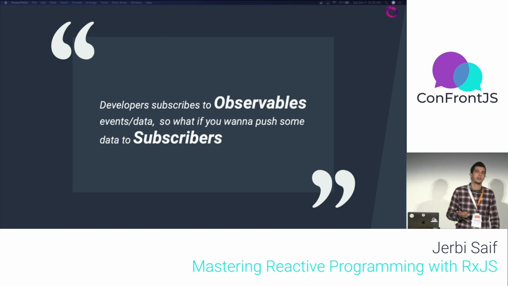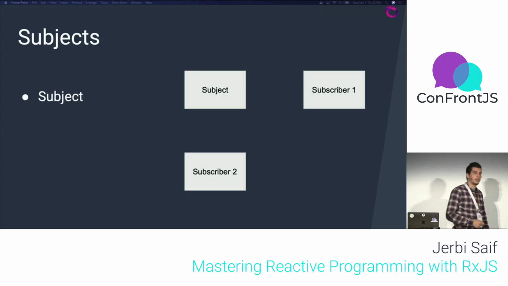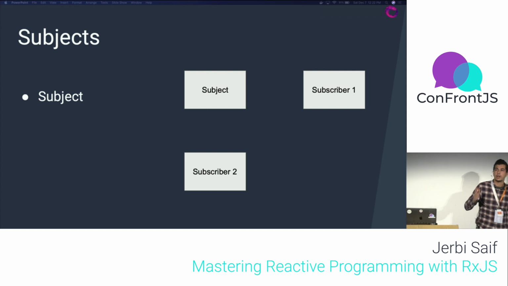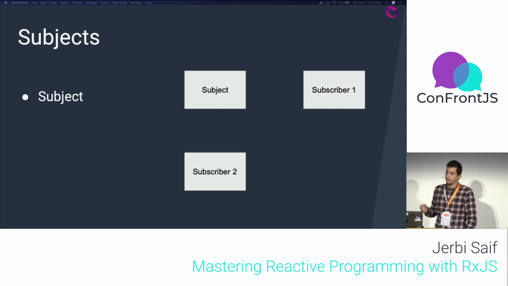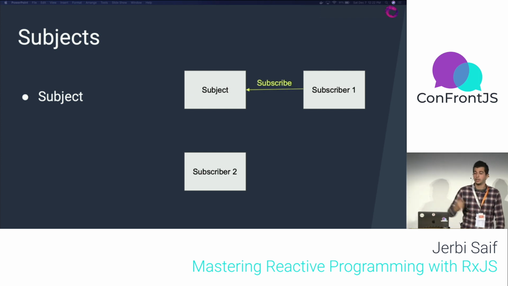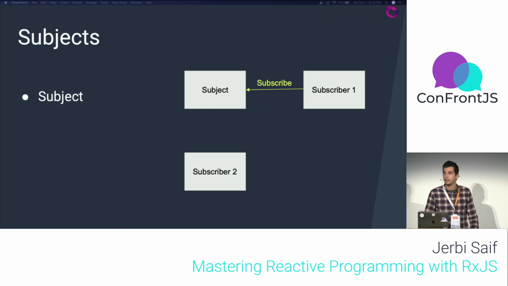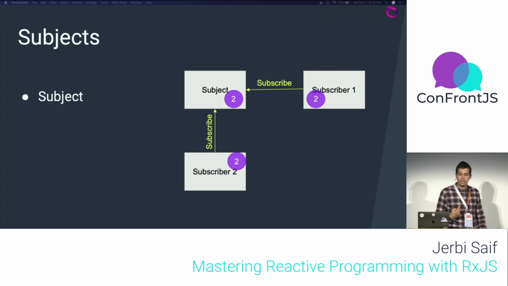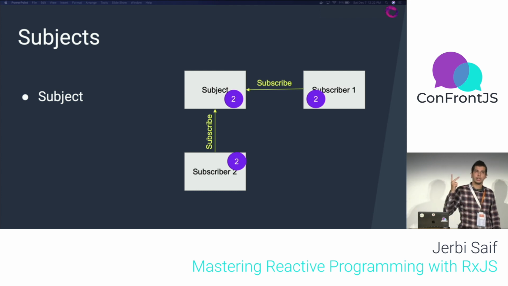But developers may ask, how can I push new data or events on these observables? There is something called subjects, and there are different types of subjects in Rx. The first one is the subject. I have a subject and two subscribers that will consume my data. The first one is subscribing. My subject is emitting data, so I'm getting notified about this data. When I get another subscriber and my subject pushes new data, the two subscribers will get this data.